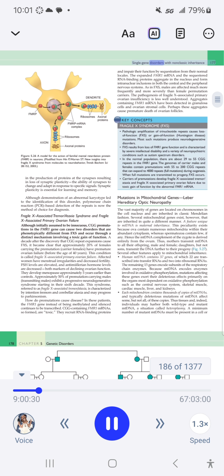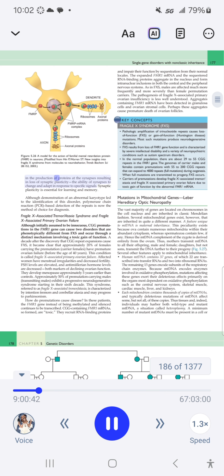Single gene disorders with non-classic inheritance 177. FMRP, axon, dendrite, ribosomes, axonal proteins. FMRP, mRNA, complex, ribosomes, axonal proteins. Figure 5.2.6, a model for the action of familial mental retardation protein FMRP in neurons. Modified from HENP, Warren Saint, New Insights into Fragile X Syndrome, From Molecules to Neurobehavior, Trends Biochem SCI.